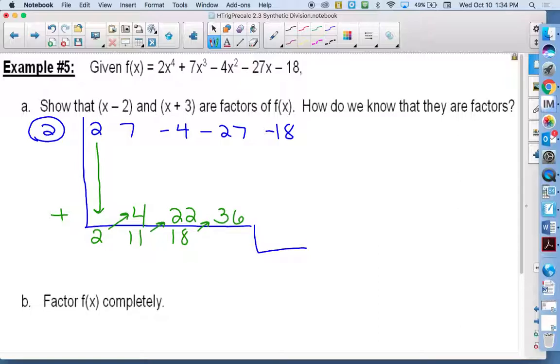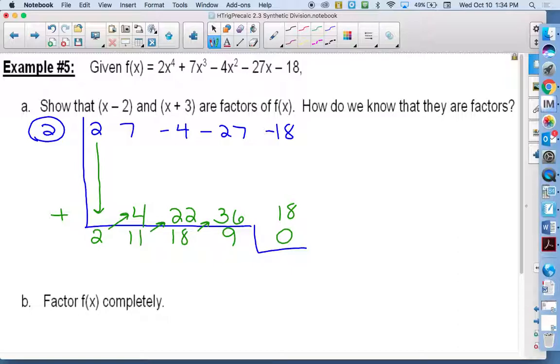Sorry. That's all right. It was a long day. It's okay. And negative 27 plus 36 is 9. And then one more time, 2 times 9 is 18, but negative 18 plus 18 gives us a remainder of 0. That's a way to prove that it's a factor, having a remainder of 0. It also means that it's an x-intercept. It's a solution. It's a remainder of 0, so it's an x-intercept, solution, zero, any of those work, factor.